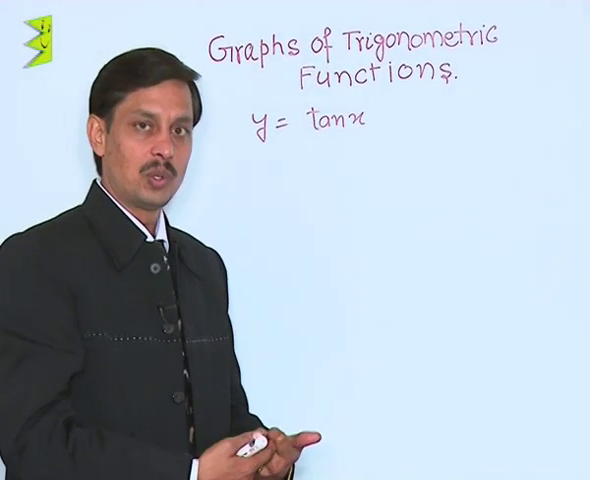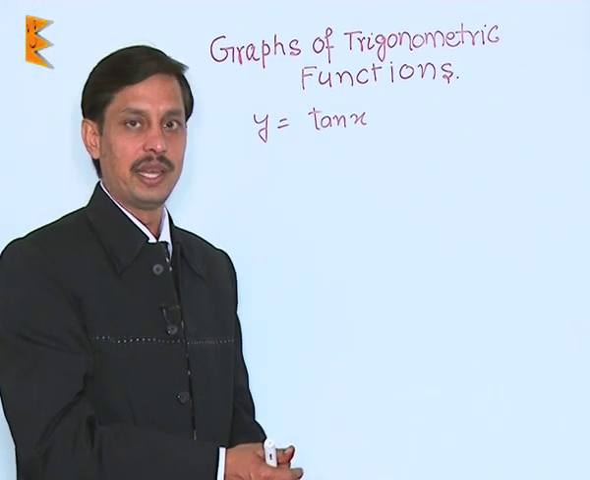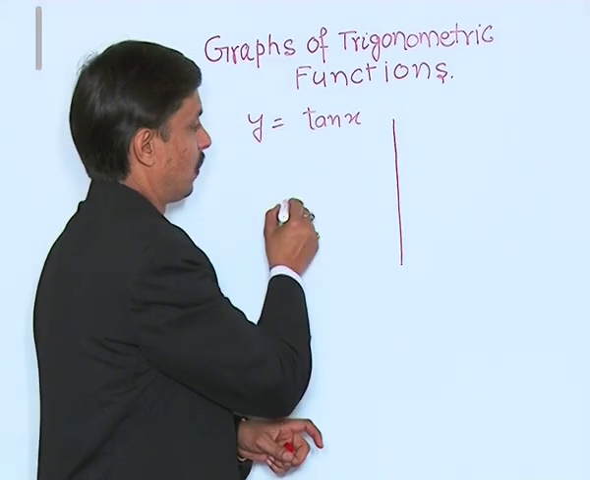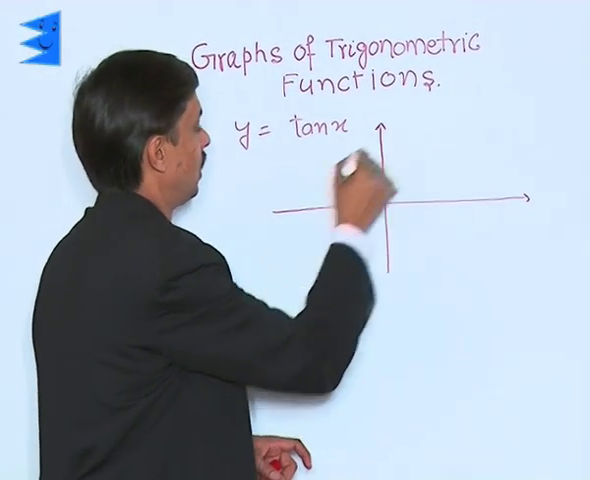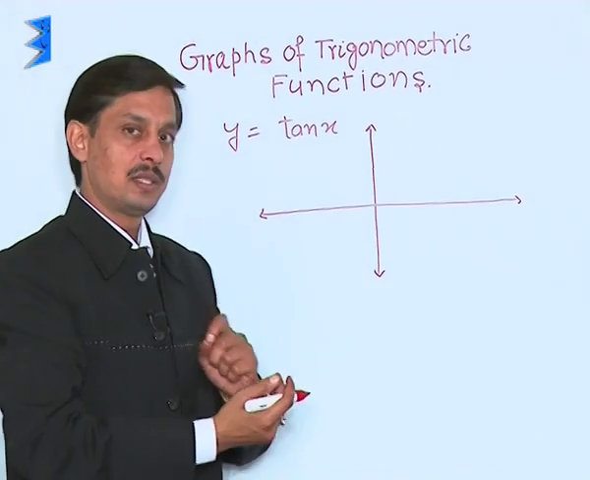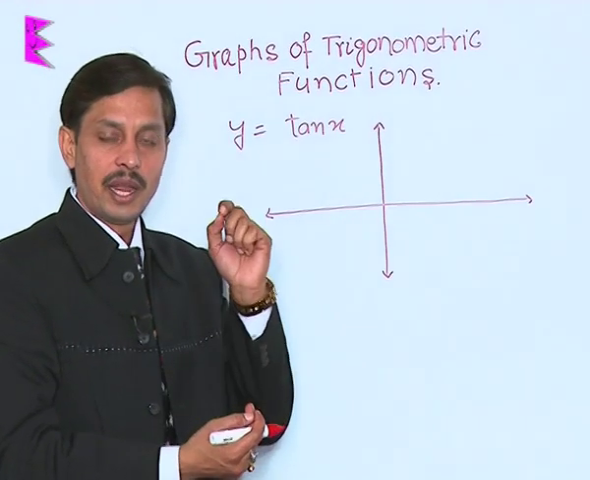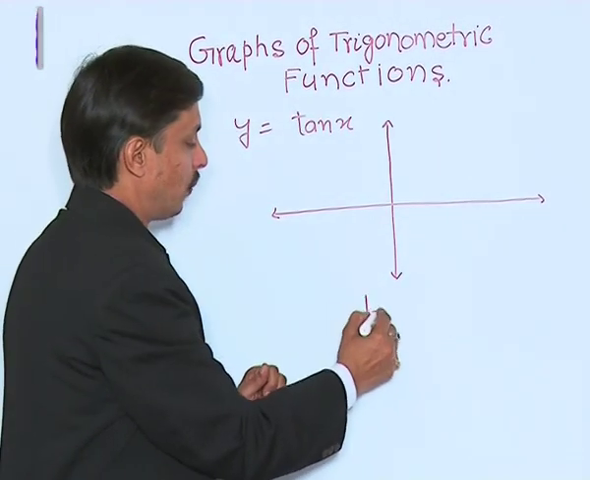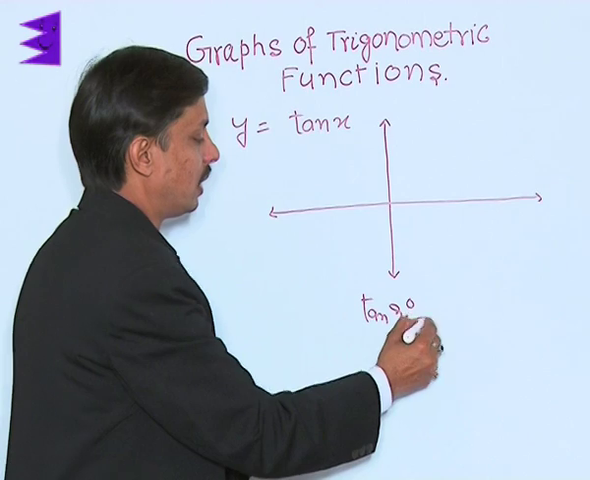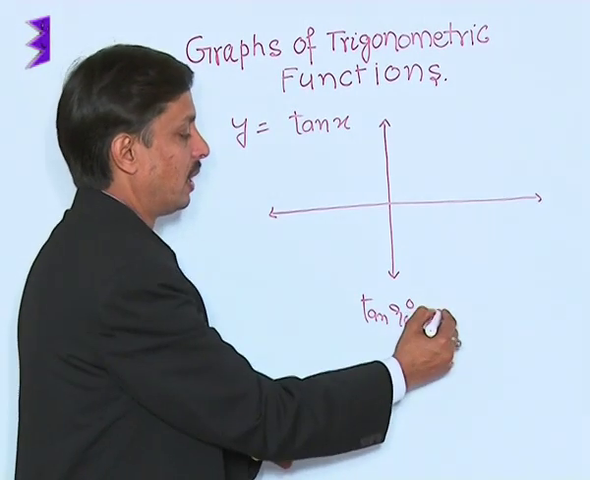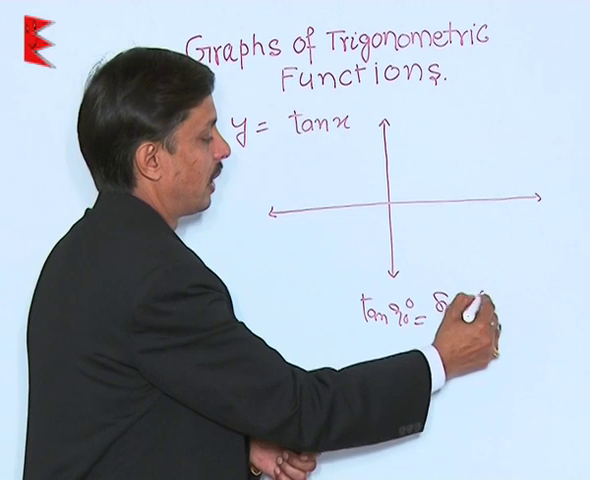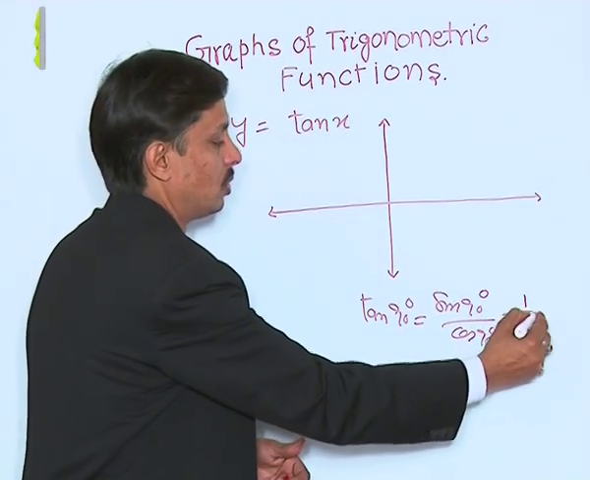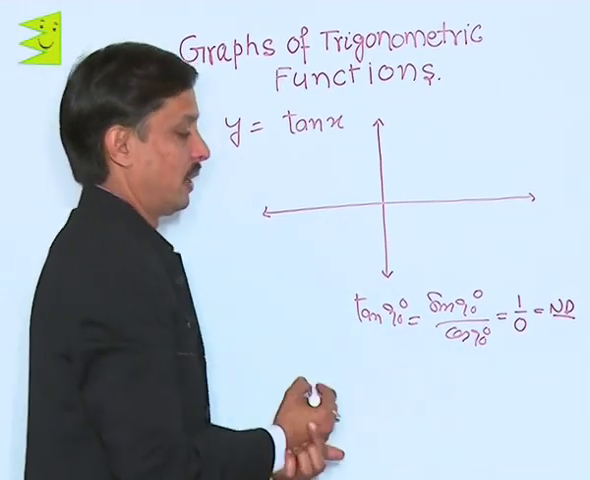Now the question is how to draw the graph of y equals tan x. To plot the graph of tan x, first of all we need to check where tan x is not defined. Tan 90 is not defined. The value of tan 90 degrees is sine 90 degrees upon cos 90 degrees, that is 1 upon 0, which is not defined.